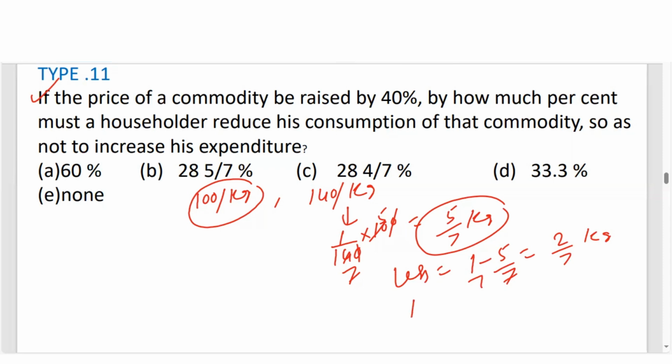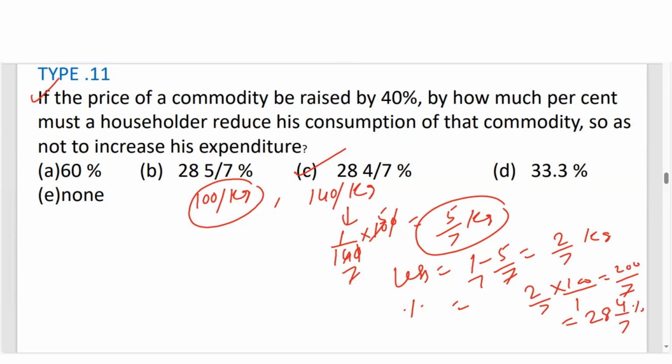So we need the percentage. The percentage is the reduction multiplied by 100 by the original, that is 1. So we get 200 by 7. 7 times 2 is 14, then 6, so 60. 7 times 8 is 56. So this is 4. So our right answer is 28 and 4 by 7%.